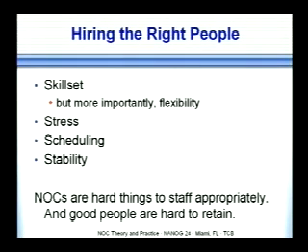Let's talk a little bit about hiring the right people. I know we're low on time, so I'll try to rush through this as quickly as possible. From a skill set standpoint, you want to make sure your people have the skills to do their job correctly. I think that more importantly is flexibility. I know lots of folks that can do one thing very well, but they maybe can manage BGP, but they can't write a Perl script.